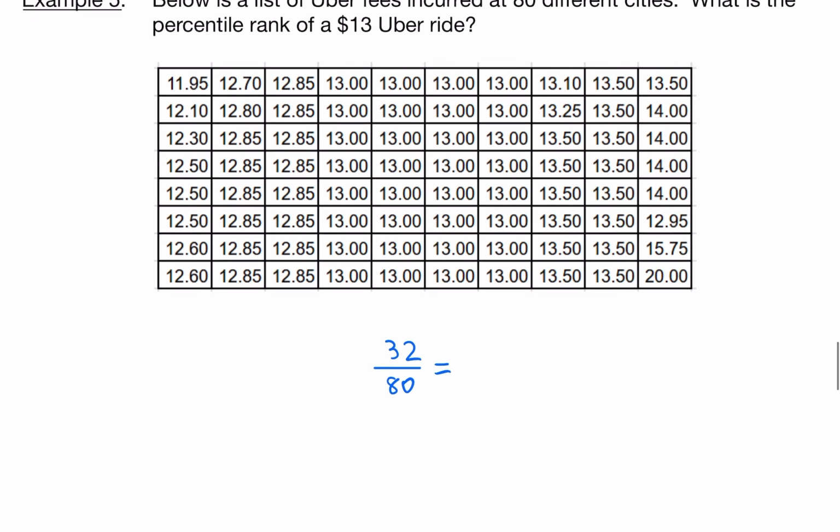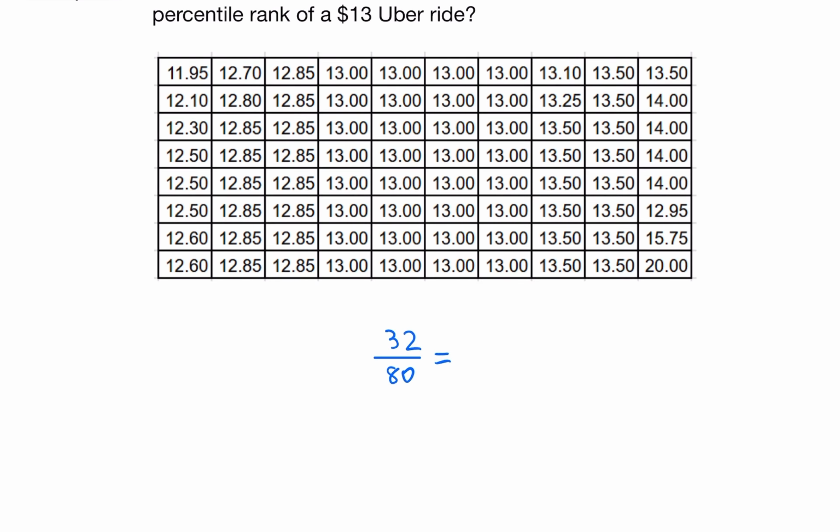To find the percentage, if we factor out an 8, this is 4 divided by 10, which is equal to 40%. So that is our answer. The $13 Uber ride, in terms of percentile rank, is 40%.